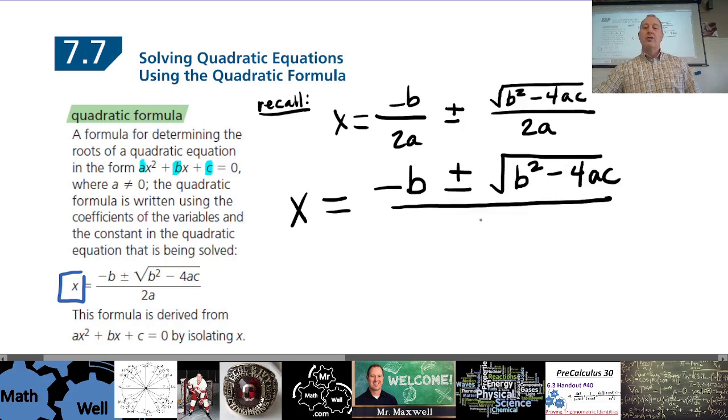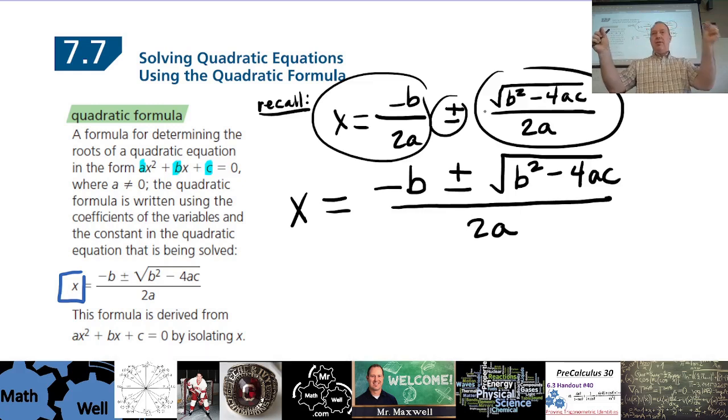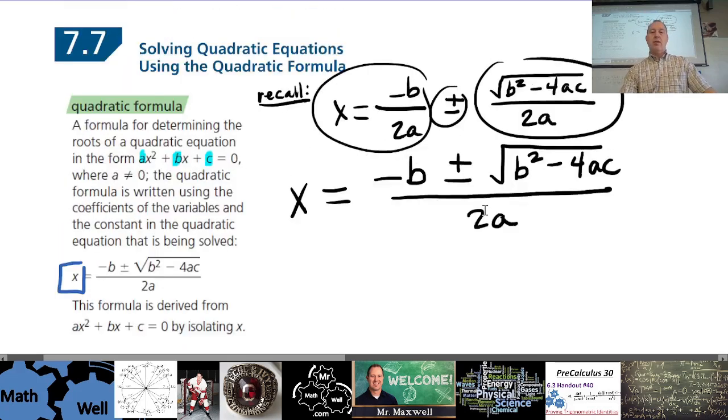All over 2a, because that's how you add fractions that have a common denominator. So think about the axis of symmetry, plus or minus a certain amount will give you the roots. And depending on what a is, what b is, what c is, that's how much you add or subtract from that axis of symmetry. So that's just a brief explanation of why this is. Do you have any questions for me right now?